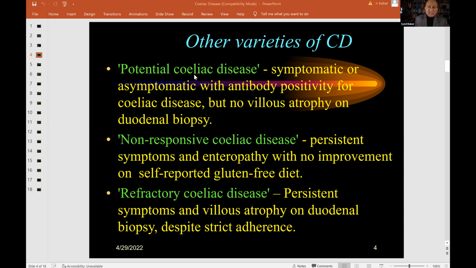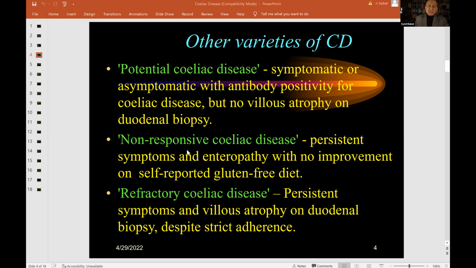And the potential celiac disease is an asymptomatic or symptomatic condition with antibody positivity for celiac disease, but there is no villus atrophy on duodenal biopsy. So there are markers present with or without symptoms, but there is no histological diagnosis of celiac disease. So these are potential celiac disease conditions.